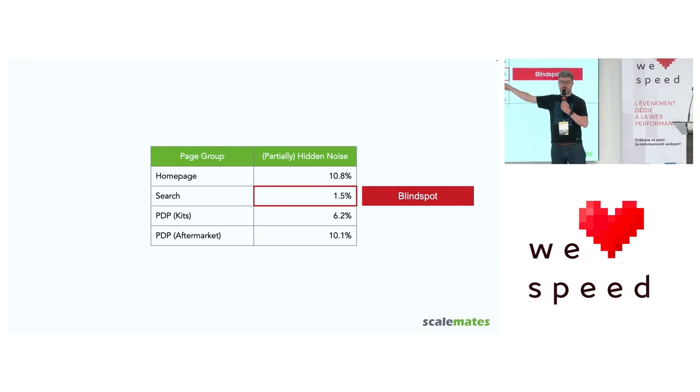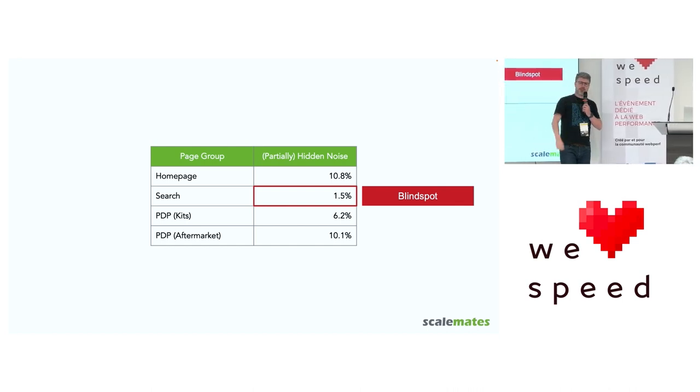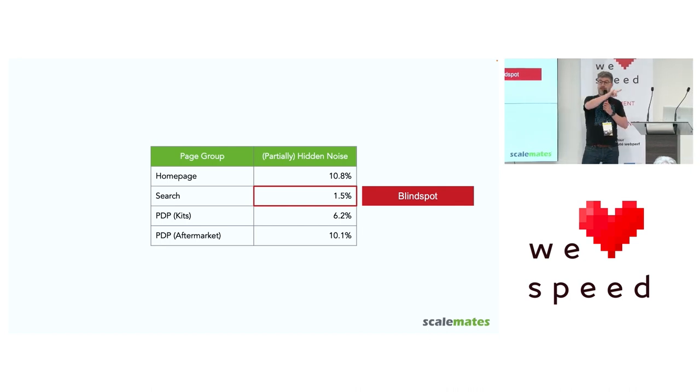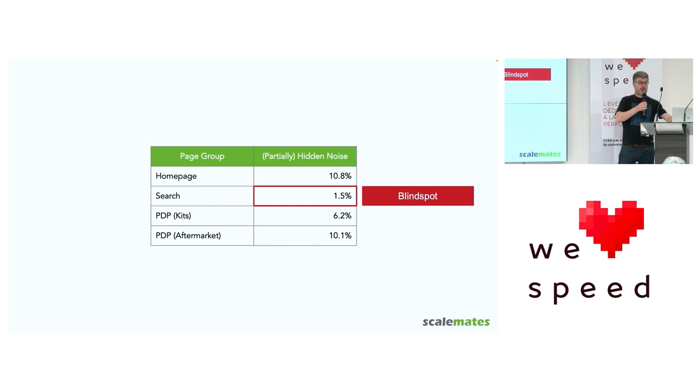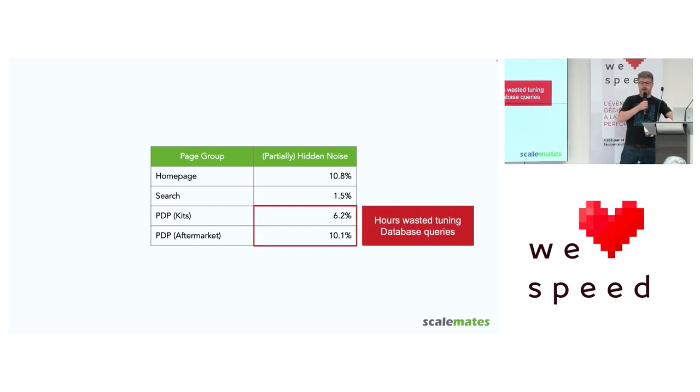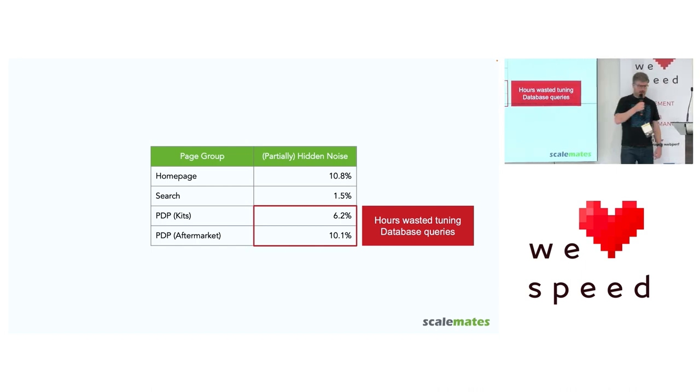Search, again, my RUM data says, hey, Tim, your search is quite fast. Because I had a lot of lightning fast noise in the beginning, and I have no slow noise at the end, so search was actually slower than the reality. And here the same, hours and hours wasted while Grey's Anatomy was running.